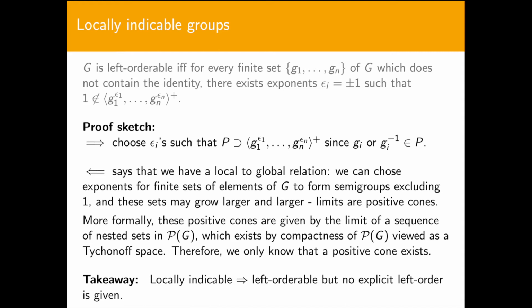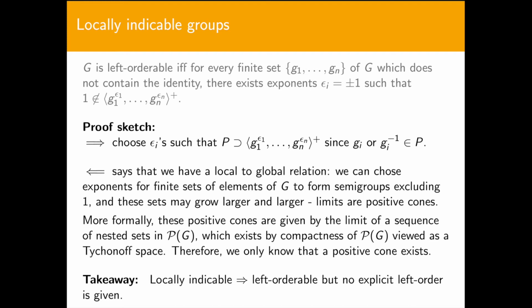The opposite direction is a more interesting one because it says that we have a local to global relation. So we can choose exponents for finite sets of elements of G to form semigroups excluding 1, and since the statement is for every finite set, these sets may grow larger and larger. And you can see the limits of these growing nested sets as positive cones.